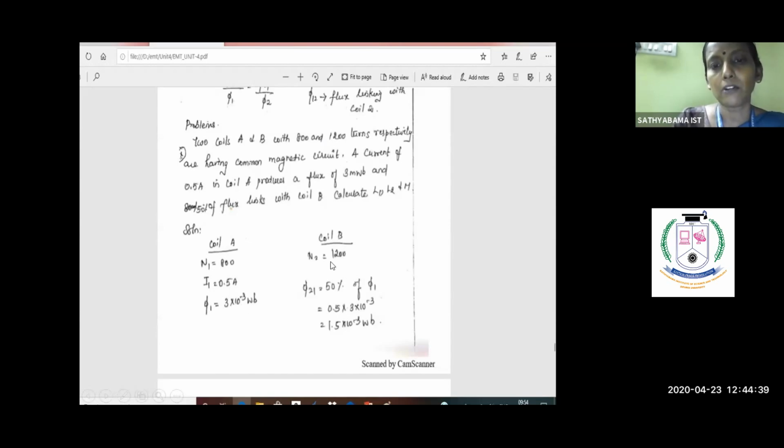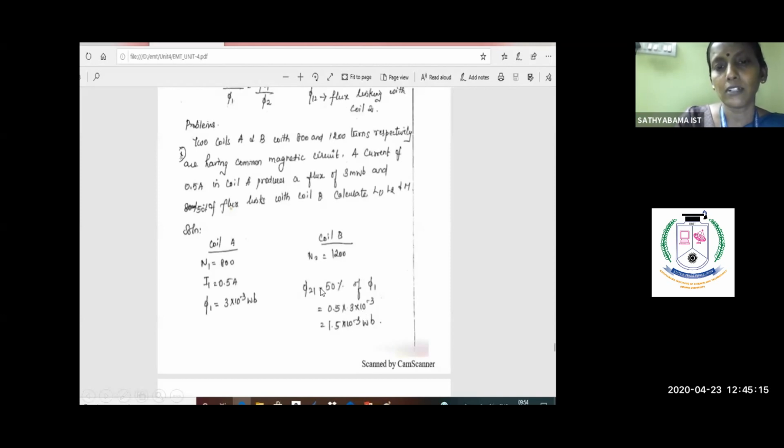In coil B, the number of turns is 1200. One more detail given in the problem is that the flux linking coil B is 50% of the flux of coil A, which means 50% of coil A's flux is going to link with coil B. So that is what I have written, 50% of phi 1. Now what is phi 1 here? 3 into 10 to the power minus 3. So 50% of this is 1.5 into 10 to the power minus 3.